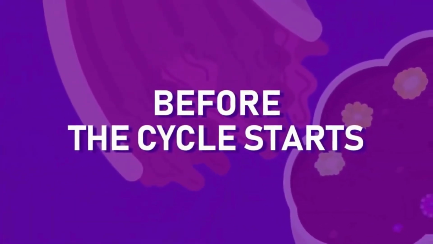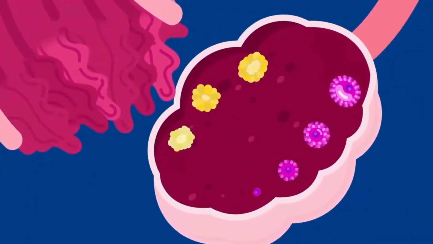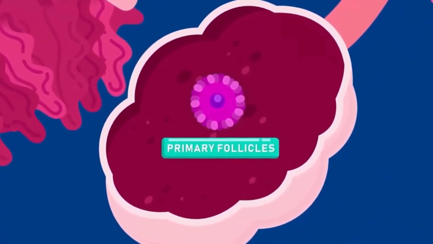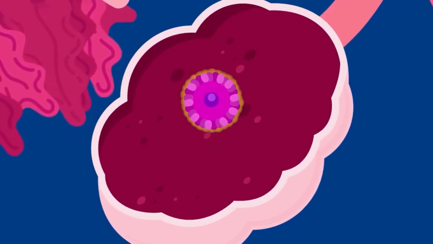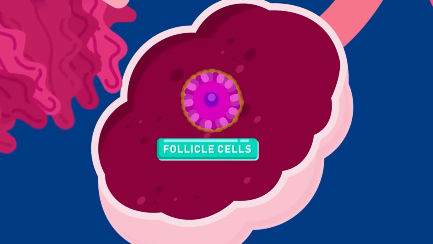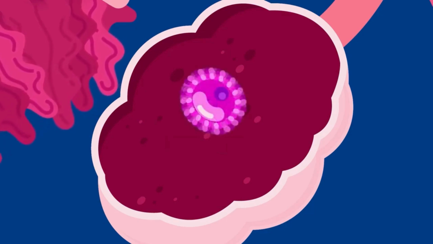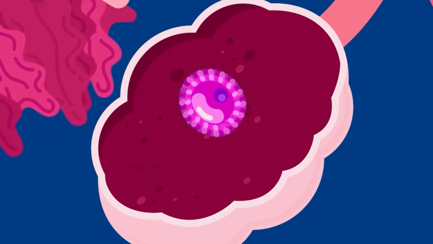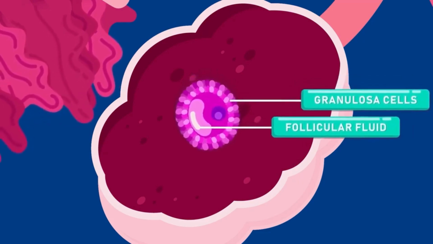Before the cycle starts, inside the ovary there are many developing follicles. The young follicles are called primary follicles. Each primary follicle consists of a potential egg cell surrounded by a layer of smaller cells, known as follicle cells. The primary follicle may grow to maturity, and a mature follicle is known as a Graafian follicle. The Graafian follicle contains an egg surrounded by follicle cells and fluid-filled space.